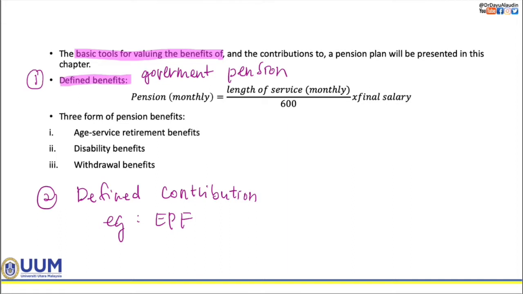So there are three forms of pension benefits. First, we look at age and service retirement benefits, where we receive the benefits when we reach retirement age. Second one is disability benefits. If we are involved in an accident during the service, we get disability benefits. Third is withdrawal benefits, where we withdraw within the service years.